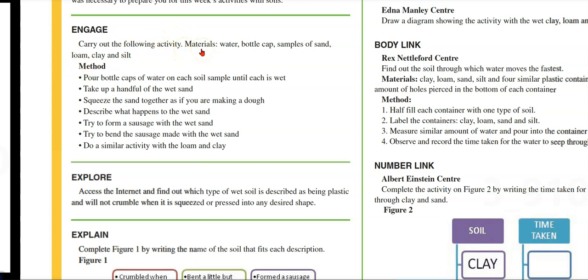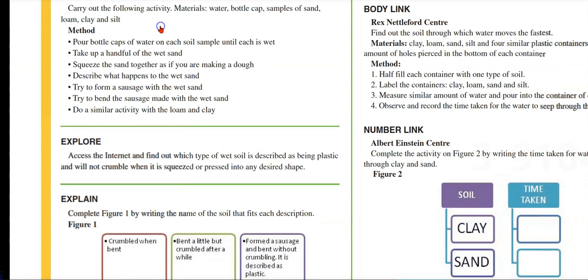Materials you're going to need: cup, bottle cap, sample of soil, loam, clay, and silt. Here's the method. Pour bottle caps of water on each soil sample until it is wet. Then take up a handful of the wet soil. Squeeze, this says wet sand. Squeeze the sand together as if you were making a dough. Describe what happens to the wet sand.